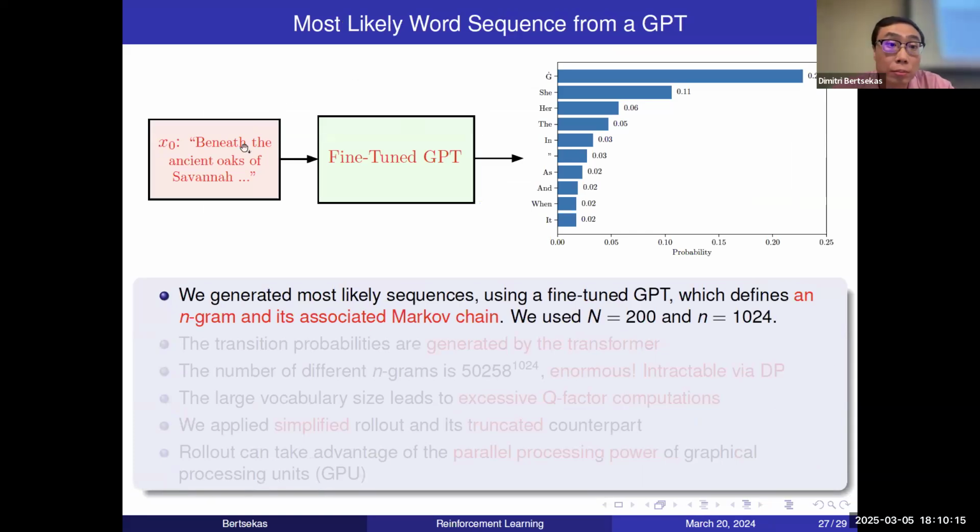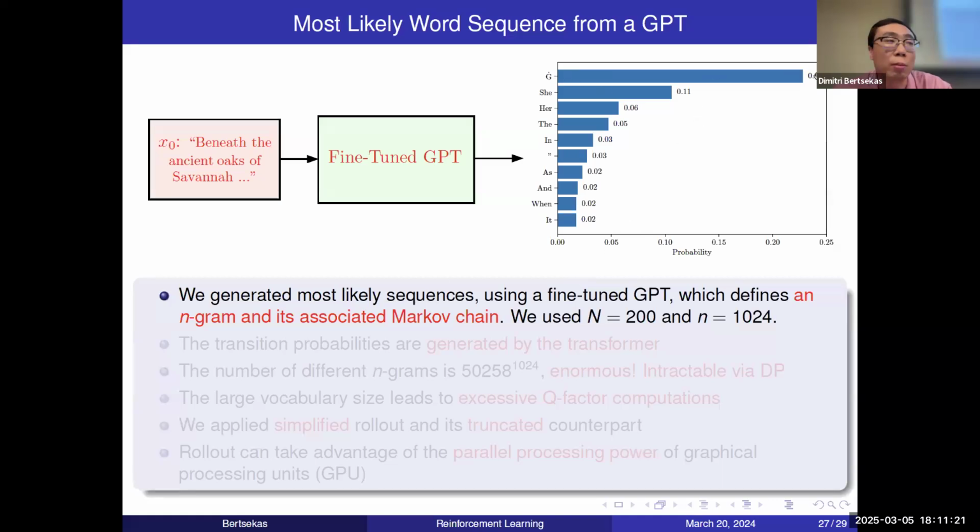Now, if we look at the transformer that we have used, which is GPT-2, we load the weights of the publicly available GPT-2 and then further fine-tune it with an American fiction writer's books. And we get a GPT that hopefully produces something more in line with this writer's style. If you put in as input X0 "beneath the Asian oaks of the savanna," this fine-tuned GPT is going to generate, as I mentioned earlier, an output which is the distribution over the entire vocabulary. And for this GPT, the vocabulary size is 50,000, so it's a probability distribution over 50,000.